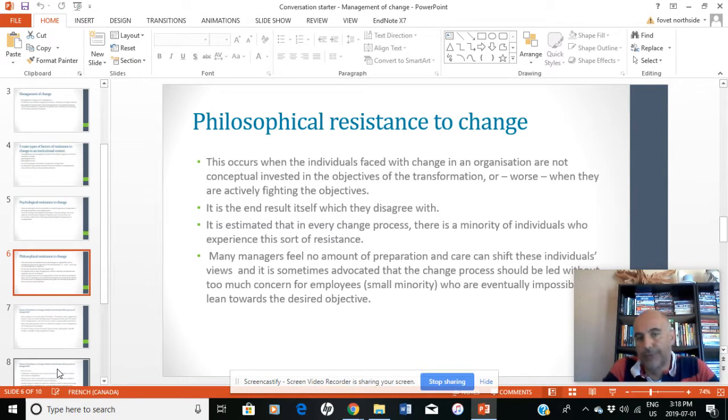The second one is philosophical, and that's much more delicate. That really means that people who are experiencing this factor of resistance are not convinced with the direction in which you're going. So they really have philosophical opposition to the direction of the change. And that's a lot harder to address and to monitor. You see this kind of change in a lot of environments, but I'll give you an example.